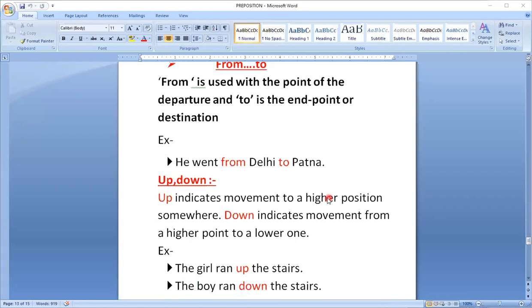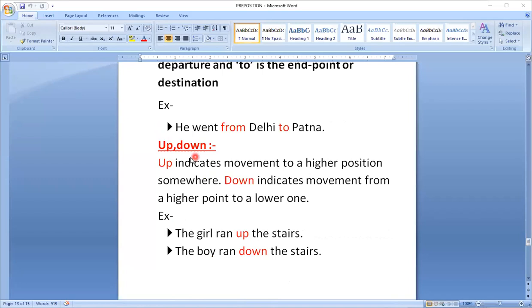Okay. Next is up and down. So here up indicates some movement to a higher position, to somewhere. जब हम नीचे से ऊपर जाते हैं, we use the preposition up. And down indicates movement from a higher point to a lower point. जब हम ऊपर से नीचे आ रहे हैं, we use the preposition down.